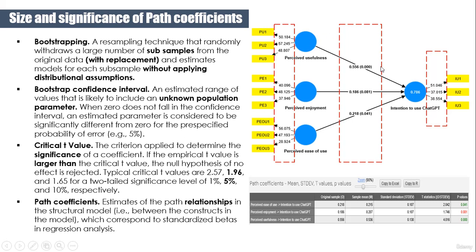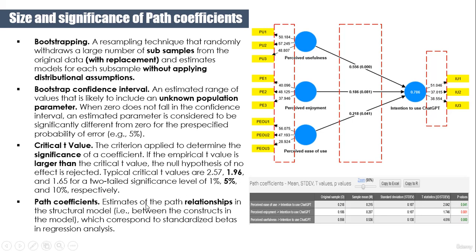The null hypothesis means there is no influence of this independent variable on the dependent variable. Rejecting it means there is a significant influence. So we determine the t-value and compare it with 1.96, and your p-value will be less than 0.05. At that time your result will be significant.